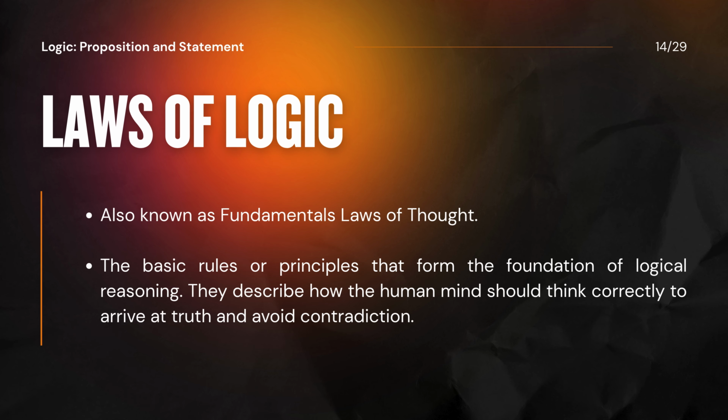The laws of logic, also called the fundamental laws of thought, are the basic rules or principles that form the foundation of logical reasoning. They describe how the human mind should think correctly to arrive at truth and avoid contradiction. So in short, the laws of logic guide us to be consistent and rational. It is easier for us to identify whether a reasoning or conclusion is correct or wrong. That is why it is very important, especially in mathematics, philosophy, and even in our daily decision making.